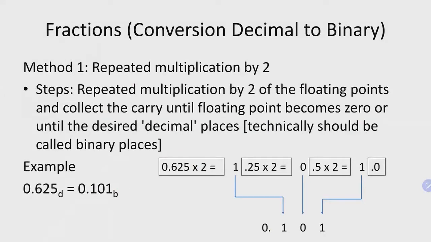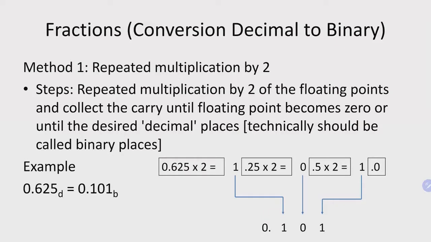How about fractions? If you want to convert decimal to binary for a fraction, this method is called repeated multiplication by 2. The steps are to repeat multiplications by 2 of the floating point and collect the carry until the floating point becomes 0, or until the desired decimal place you require. If it doesn't go to 0, you can carry on multiplying, but it just gives you more and more decimal places. If you just need, let's say, 3 decimal place accuracy in your binary, then you should stop at 3.